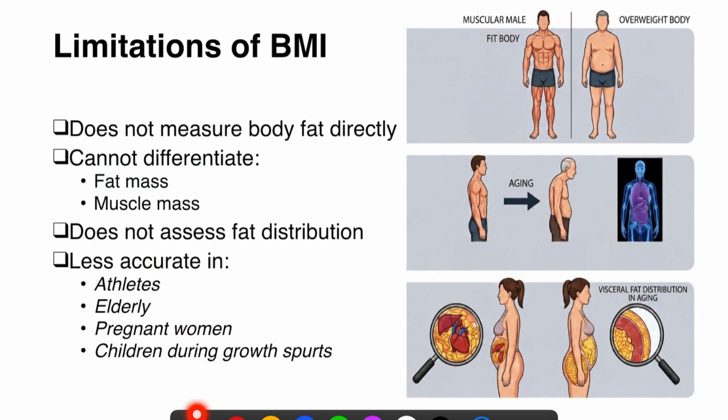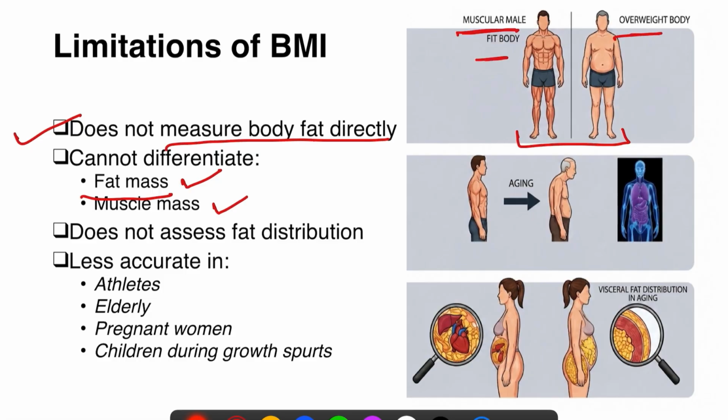Though BMI is useful, it has various limitations. It does not measure body fat directly, and therefore it cannot differentiate whether the weight is due to fat mass or muscle mass. Therefore, two persons can have the same BMI even if one is overweight and the other has a muscular, fit body, because here the weight is due to muscle and here the weight is due to fat.